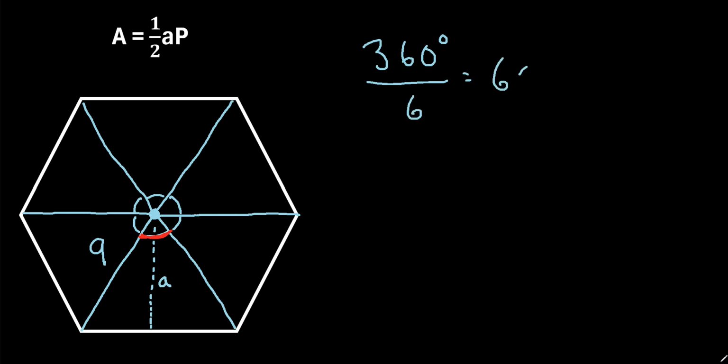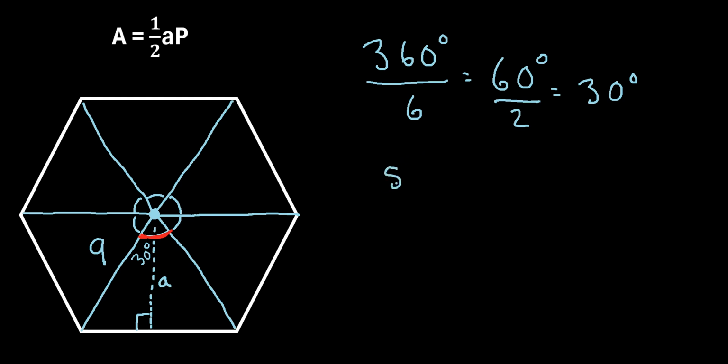That is 60 degrees. So this red angle right here is 60 degrees, and the apothem perfectly splits this angle in two. So half of that angle must be 60 degrees divided by 2, which is 30 degrees. So we can label this little angle right here 30 degrees. So if we notice, this is a right triangle right here. And if we have one angle and we have one side, we can figure out the other sides. So let's start by figuring out what is the apothem.